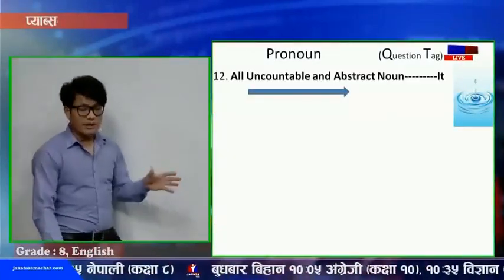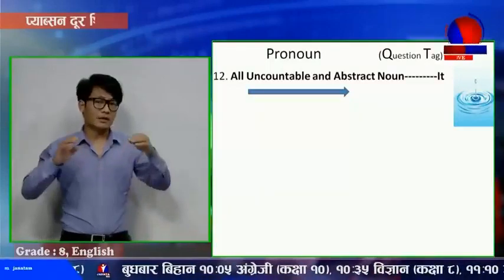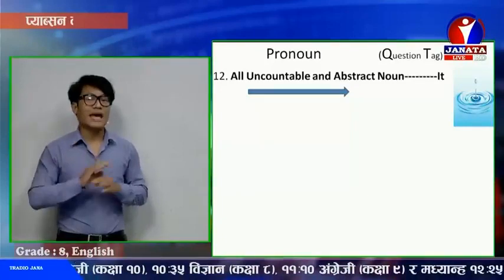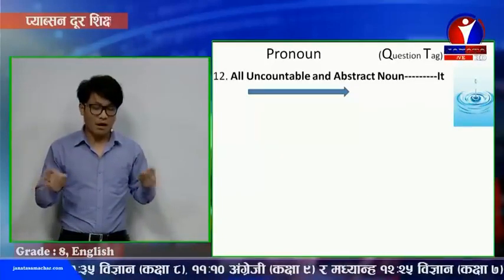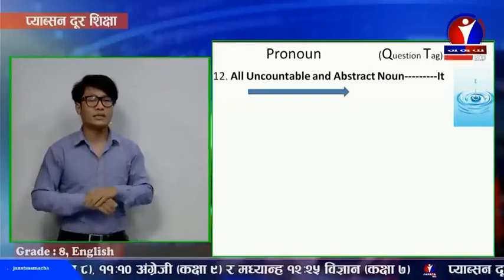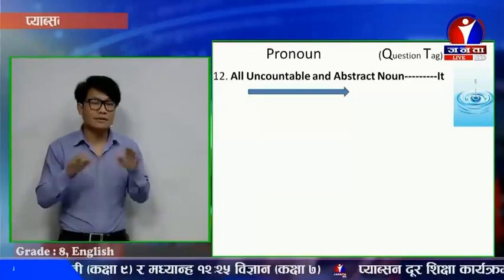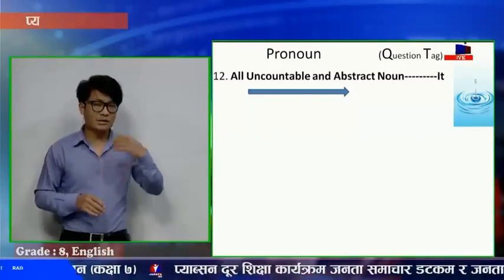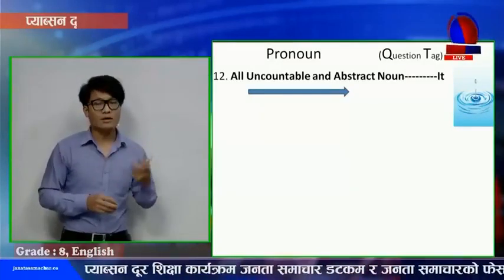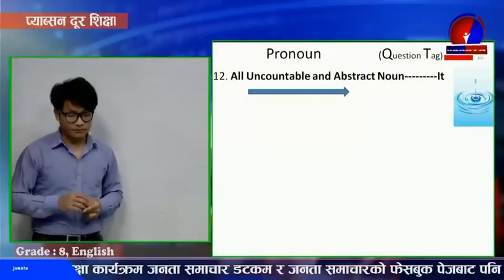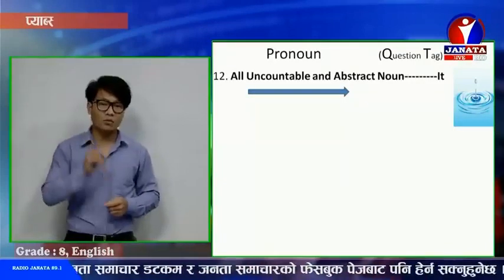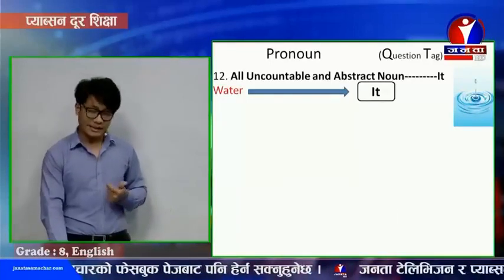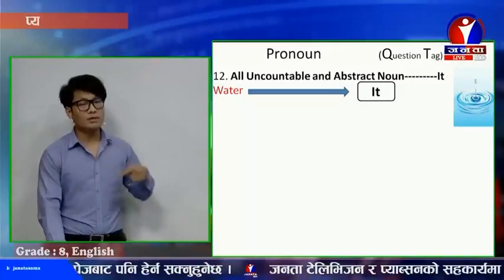All uncountable and abstract nouns. Let me remind you, an uncountable noun is a noun which cannot be counted in number. An abstract noun is a noun which cannot be touched, which cannot be seen, it can just be felt. Like love, hate, and water, these are uncountable nouns. So in the place of an uncountable noun, we use the pronoun it. Like water, it. And if there is love, then we use it as the pronoun.